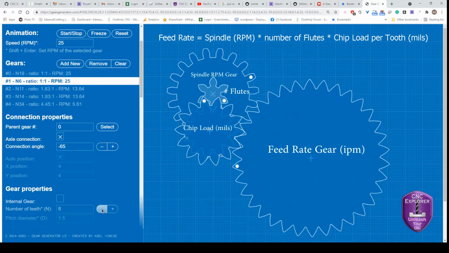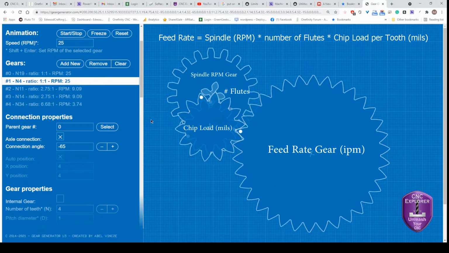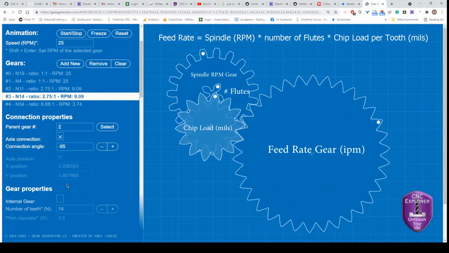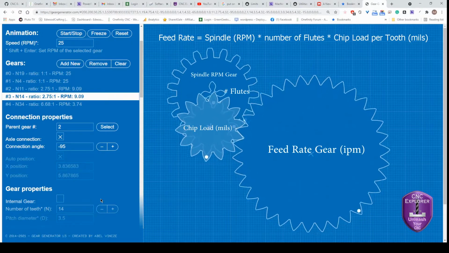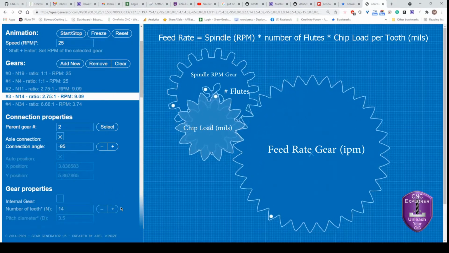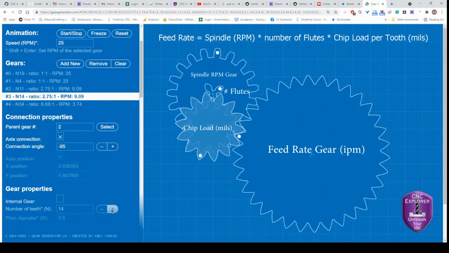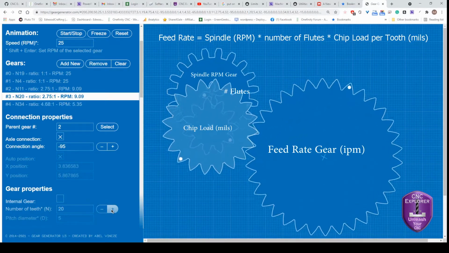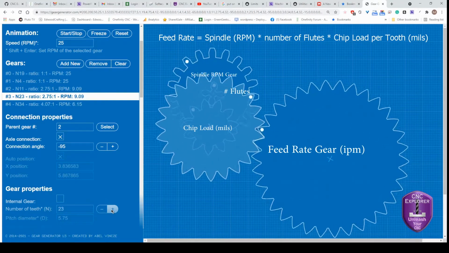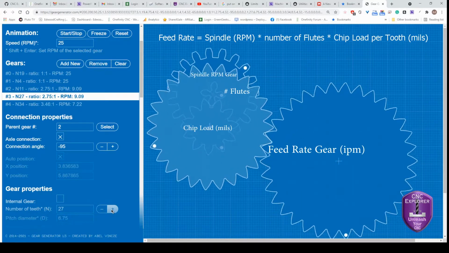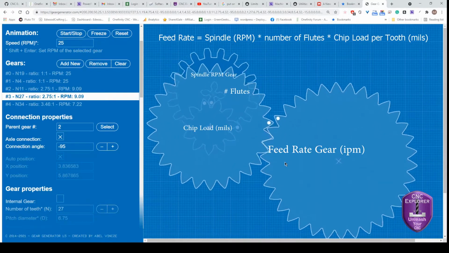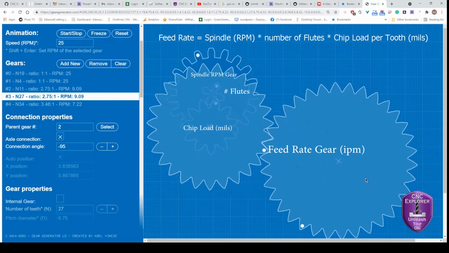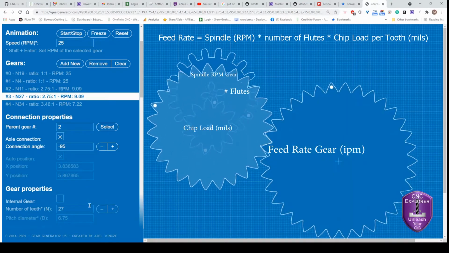So I'm going to go back now to 4 for the number of teeth. And let's say this bit has a better design, and the chip load is higher on this bit. Now I represent that in this gear as number of teeth again, which really affects the diameter and the ratio. So as you can see, I'm increasing this ratio, and my feed rate has to increase to match it. Still going 25 RPMs on the spindle, but now I have to turn this gear faster so that my ratios match up.